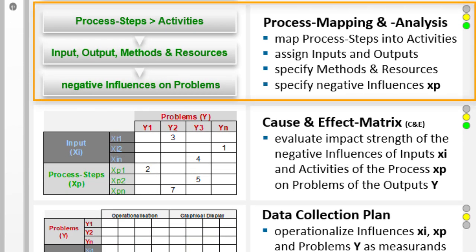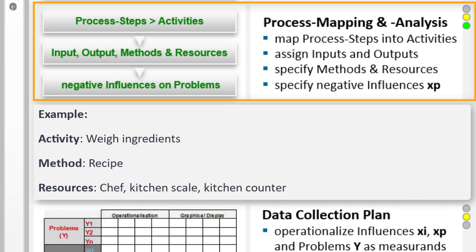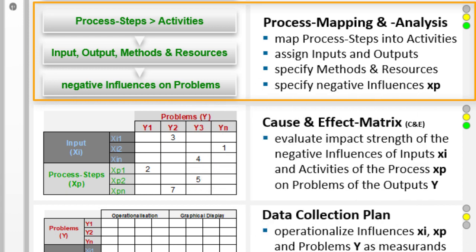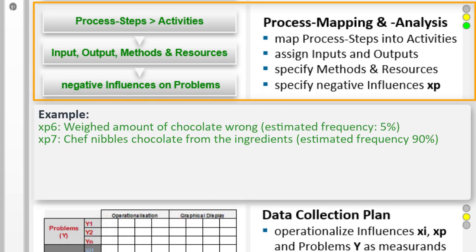Next, the major process steps of the SIPOC are mapped in more detailed activities. It is a good idea to perform this mapping together with the experts of the process and to just follow and observe, as far as possible, the generation of a certain product or service along its value chain. For each activity, the guiding methods and executing resources should be specified. This life scenario serves as the background to identify all negative influences in the process on the problems.